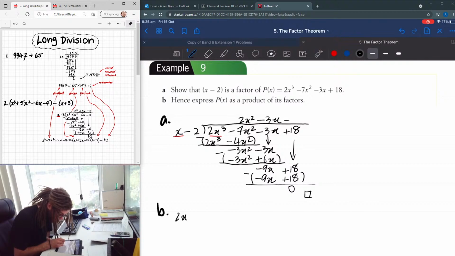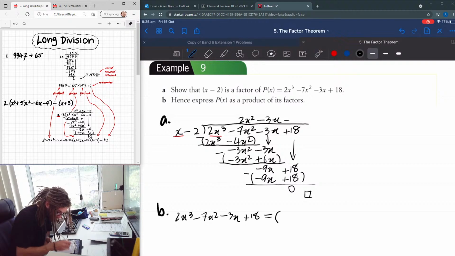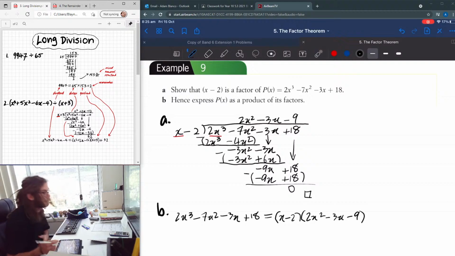Okay, so 2x cubed minus 7x squared minus 3x plus 18 equals, oh, I forgot to write what I did up here. What was the number up here? Did I even say it? Oh, it's because I pressed back when I was using the thing. So, making excuses. It's x minus 2 times 2x squared minus 3x minus 9.